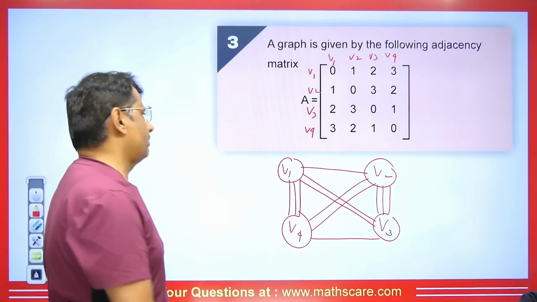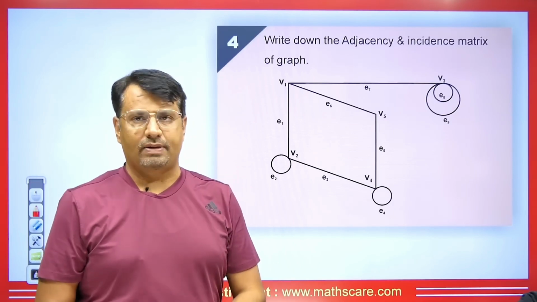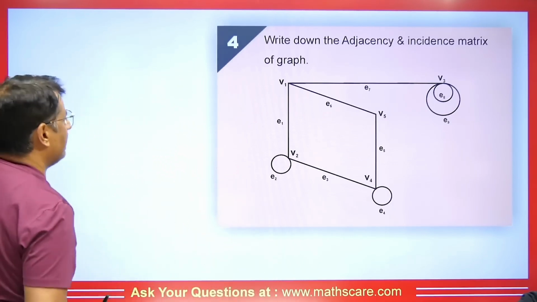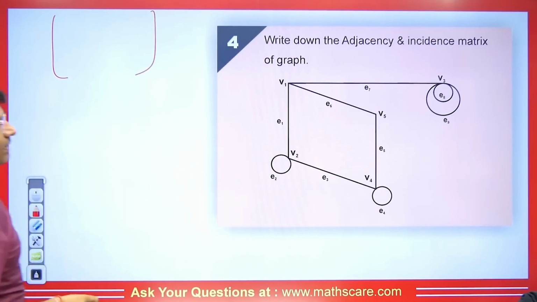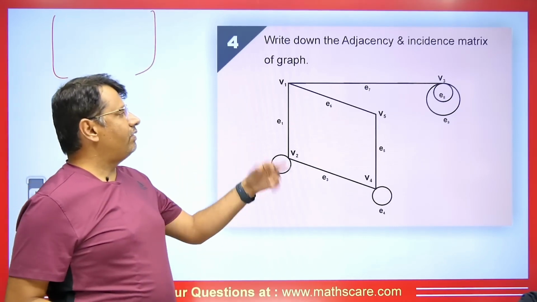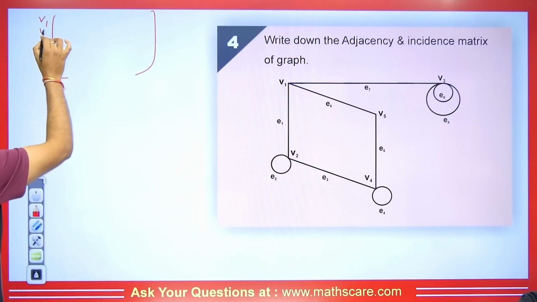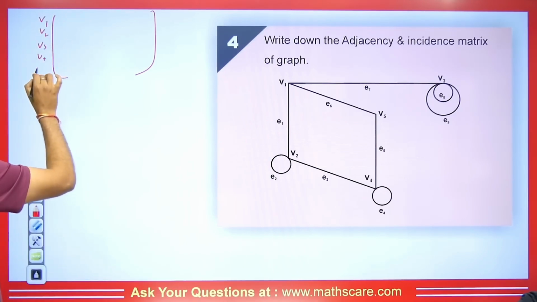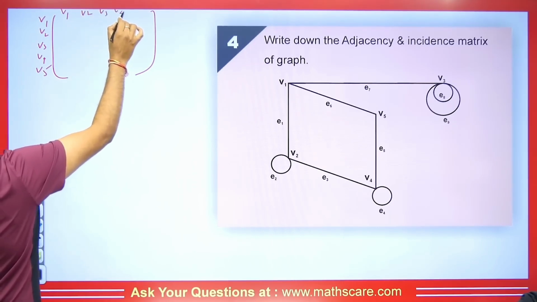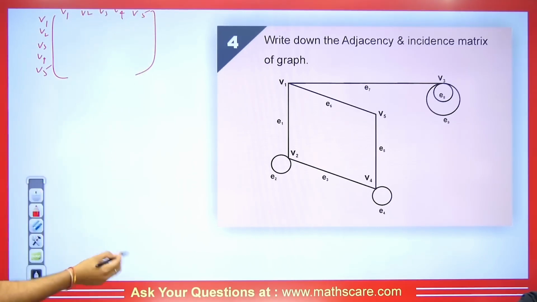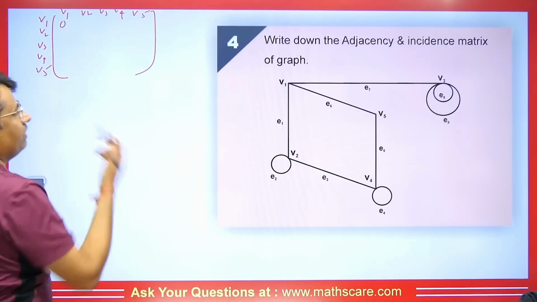Let's move on. Write down the adjacency and incidence matrices. We need to create both the matrices, right? I will make the adjacency matrix first. Okay? I will make the first matrix here. How many vertices do I have here? I have V1, V2, V3, V4 and V5, right? We will write V1, V2, V3, V4 and V5 here. Okay? This here will be V1, V2, V3, V4 and V5. Okay, students? Now let's see its elements. V1 is not going to V1. It is not a self loop, so it will be 0.